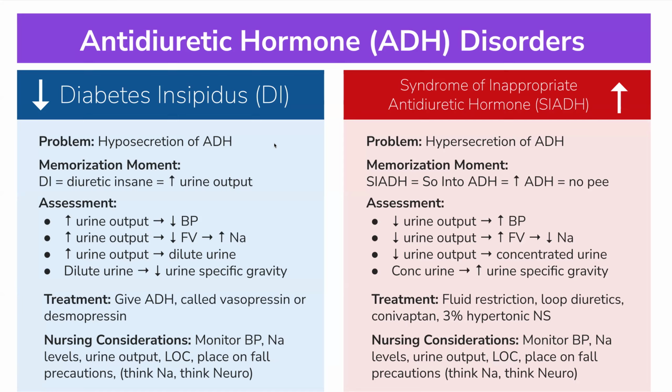Nursing considerations: monitor the blood pressure because it's too high. We don't want them to have a stroke. Monitor the sodium levels. And whenever we're monitoring sodium levels, we also monitor level of consciousness and put them on fall precautions, because changes in mental status can increase the risk for falls. It can lead to confusion. Any alterations in sodium levels can lead to neurological problems, confusion, forgetfulness. And monitor their urine output, how much and the appearance. Okay? So these are your ADH disorders.